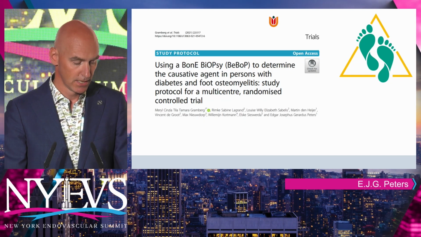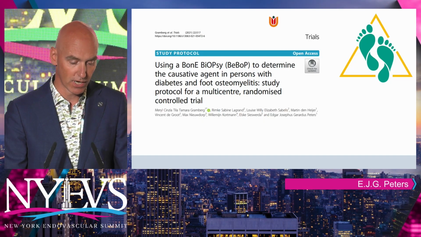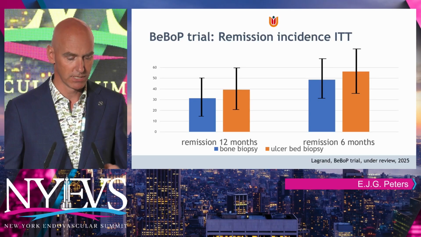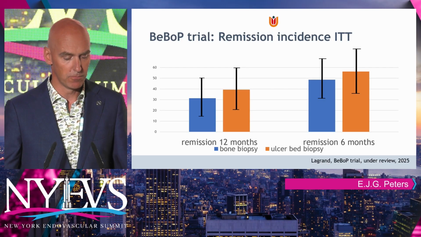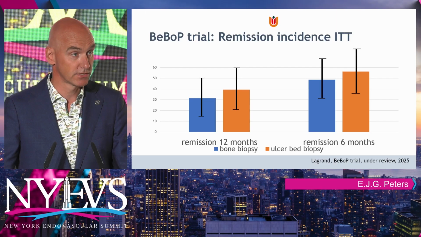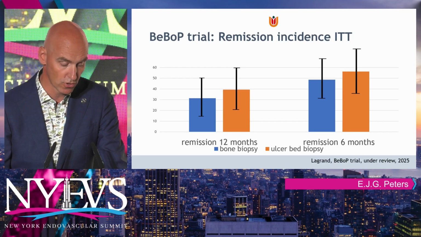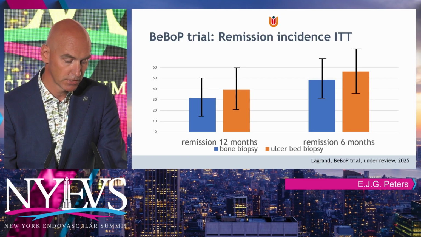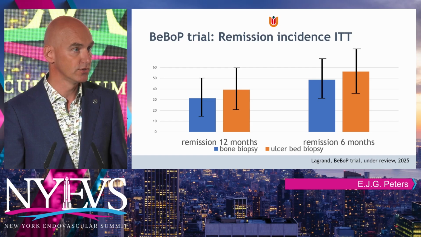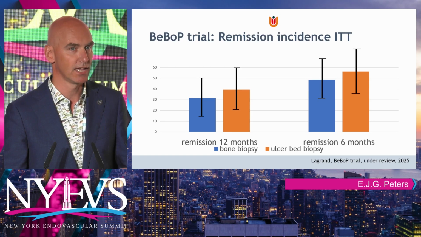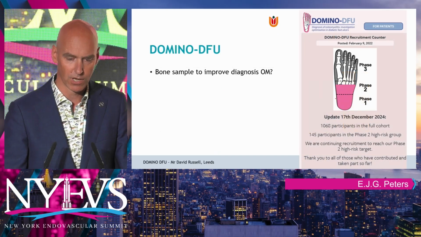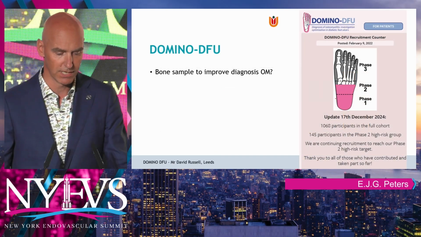We just finished the bone biopsy trial in Amsterdam. It was an international and multi-center trial where we looked at the outcomes of patients that were randomly assigned to be treated based on bone biopsy or ulcer bed biopsy. We looked at remission after 6 and 12 months, and we found no difference in outcome. So that means that as a first line, it might be okay to just use a wound bed biopsy. You don't necessarily have to do a bone biopsy all the time in all your patients. It gives you a lot more reliable results than a wound swab, at least.